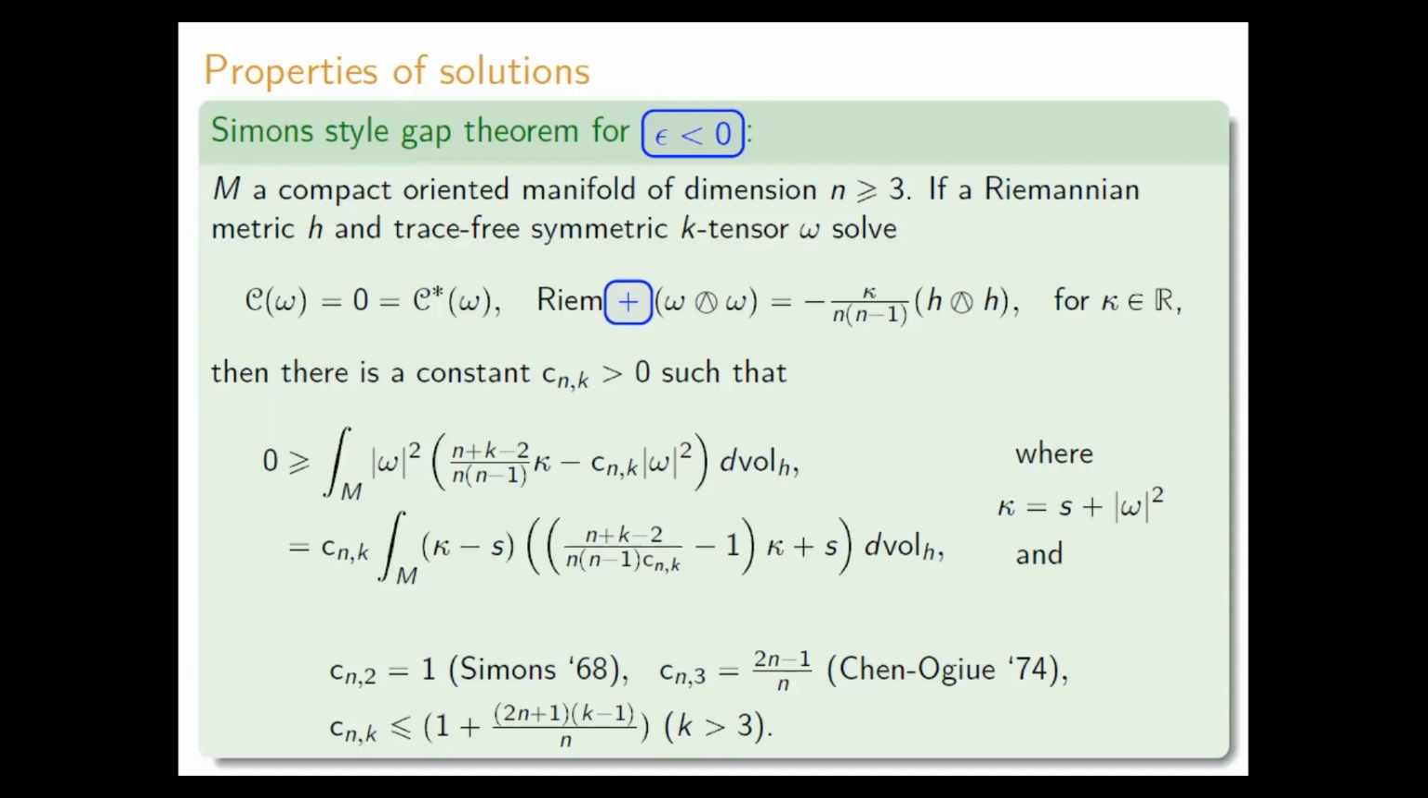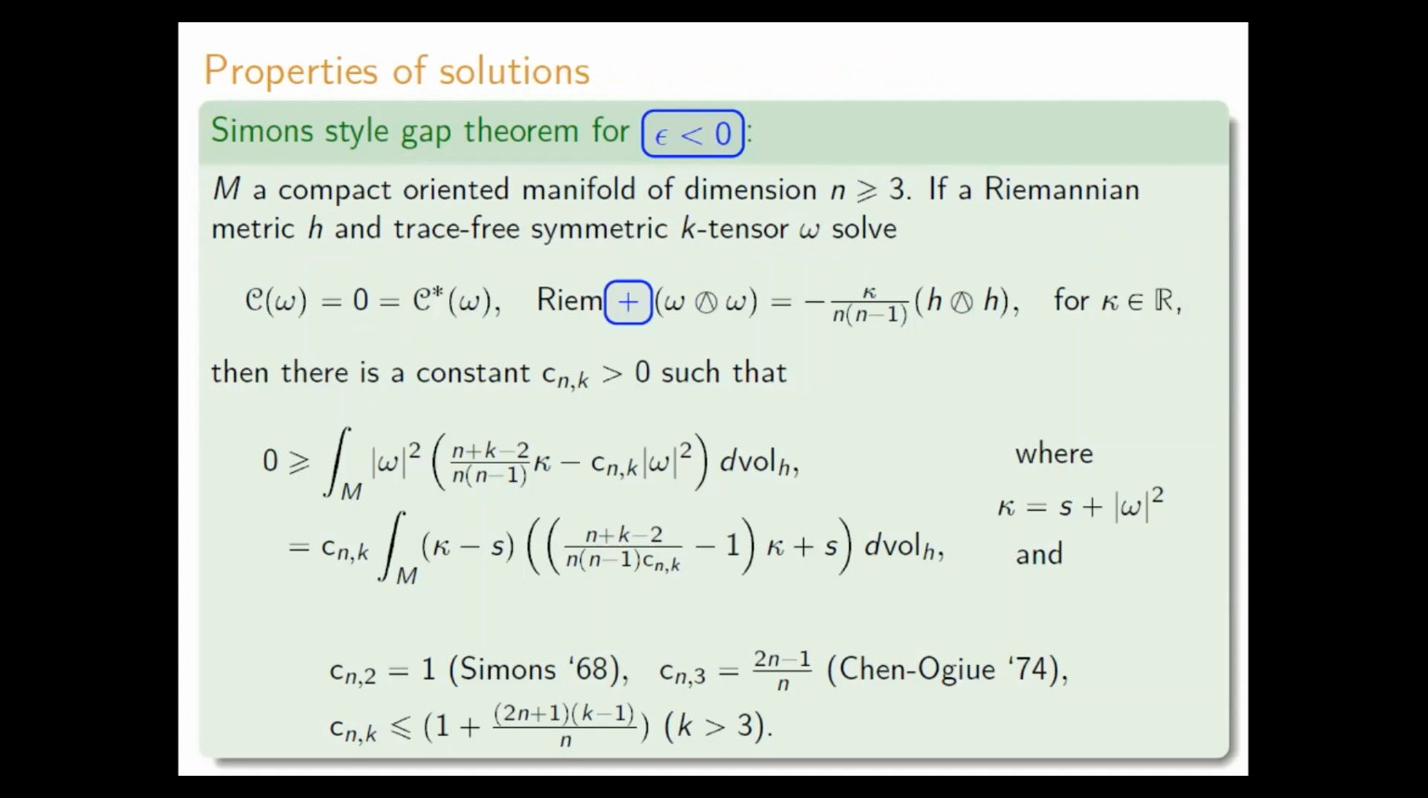And when n is 3, this recovers a result of Chen and Ogiue in the case of mean curvature 0 Lagrangian submanifolds of Kähler manifolds. In general, I can prove the same result with some constant here. This isn't the right constant in particular, but there's something harder about the k bigger than 3 case. In part, it's maybe because we don't know what the geometric interpretation is.